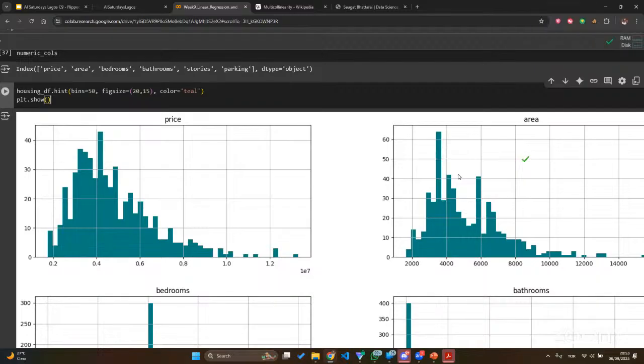I just wanted to say that the more dense shaded part of the graph, for example for this price, is showing that the majority of the prices fall under that particular shaded portion. Same thing with the area.